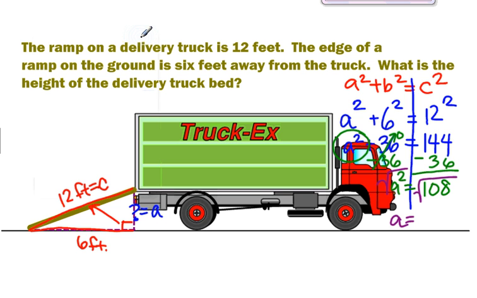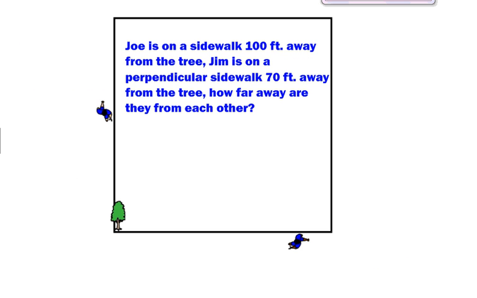I've got a square root of 108, and I could simplify this. I'd like you to finish simplifying this and give me a final answer of a equals. It will have a square root in it, and it will have the units feet. I'd like you to finish that problem, the simplifying of the square root, on your own tonight, and bring your answer tomorrow to class.